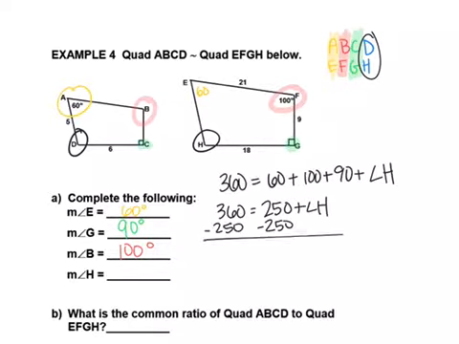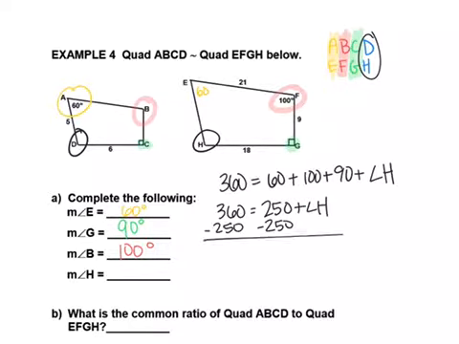So example 5, they tell me the lengths of the sides of a triangle are in the ratio 3, 5, and 7, and the perimeter is 120 degrees. Find the length of the shortest side of the triangle.